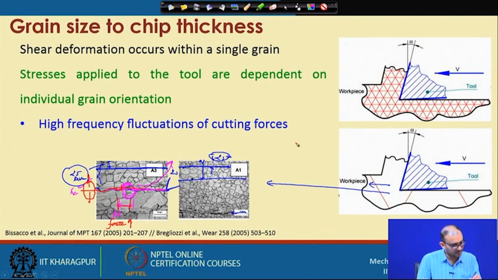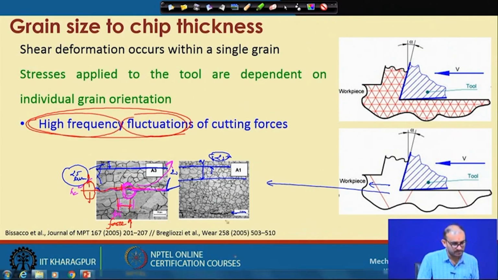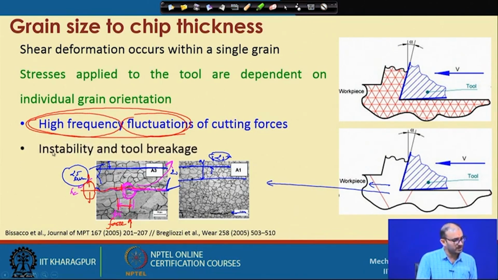That is the reason you end up with the high frequency fluctuation, because we are going at a very high speed, and the fluctuation is because sometimes you need high force, sometimes you need less force. And because of that there is instability and tool breakage, because we know that our tool diameter is also very small. If you consider the tool, our tool is something like this.